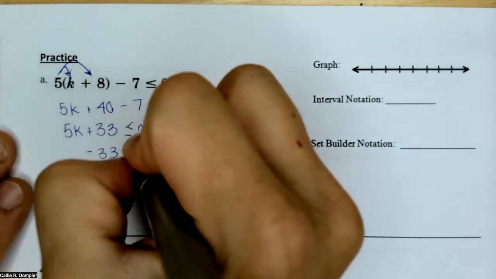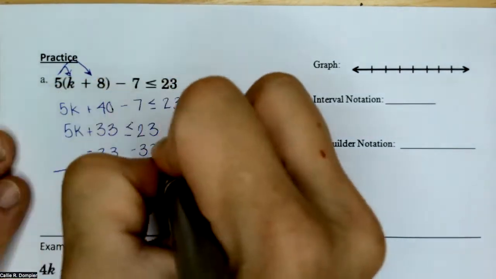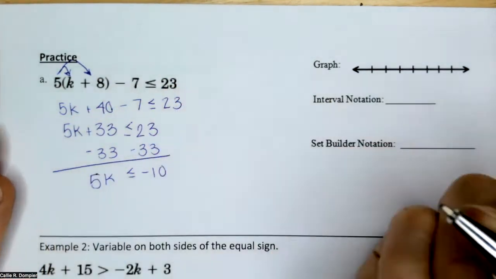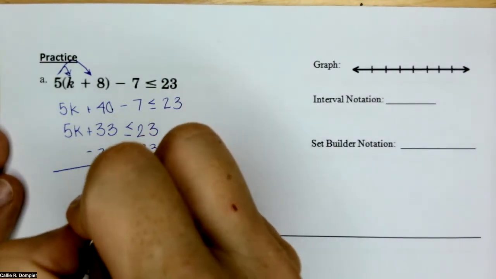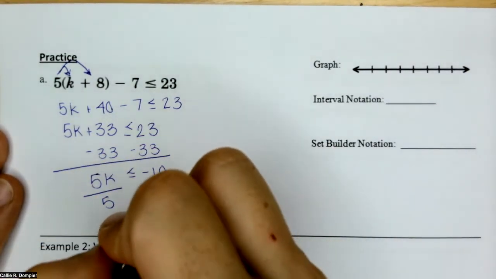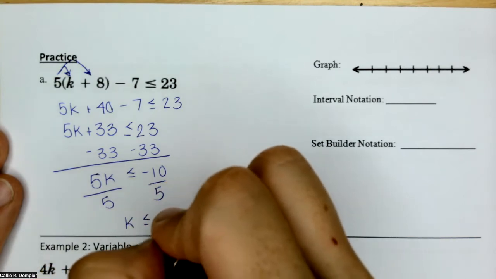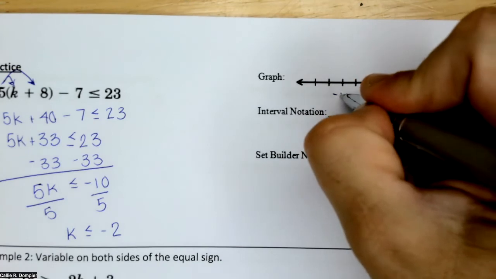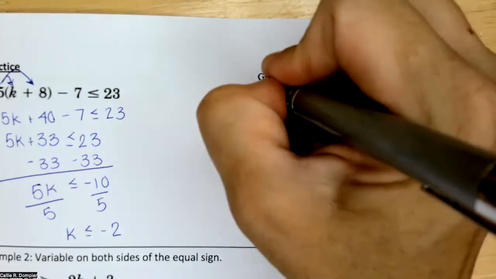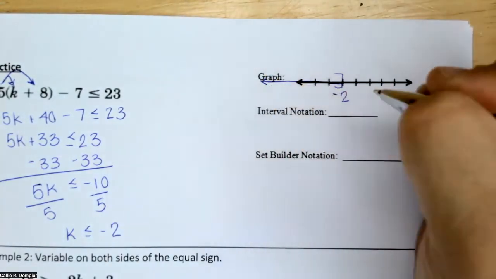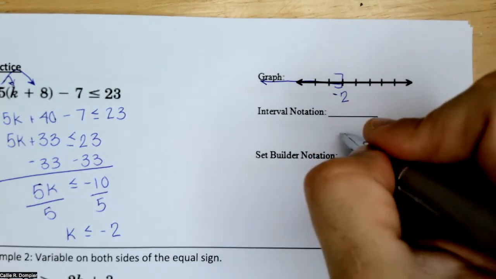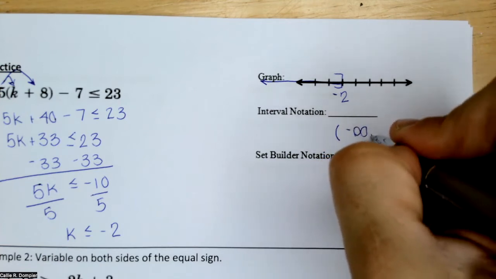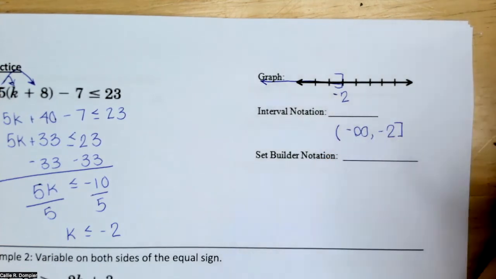Subtract the 33. I get 5k is less than or equal to negative 10. Good. Divide by 5, divide by 5. K is less than or equal to negative 2. Negative 2 less than or equal to, bracket. Don't worry about set builder notation. We're not really covering it in this class. Negative infinity to negative 2.